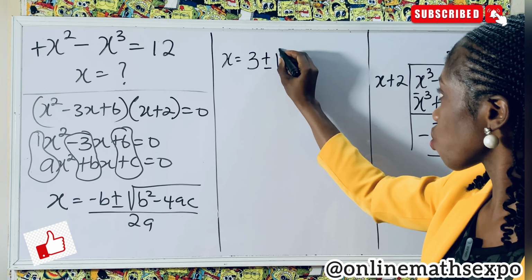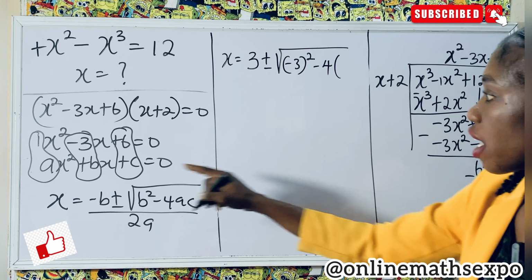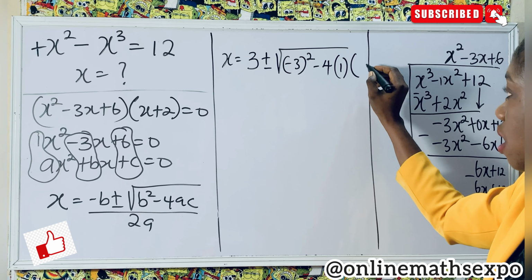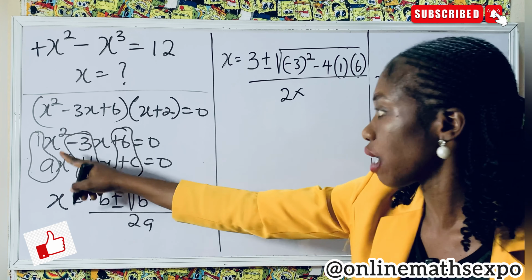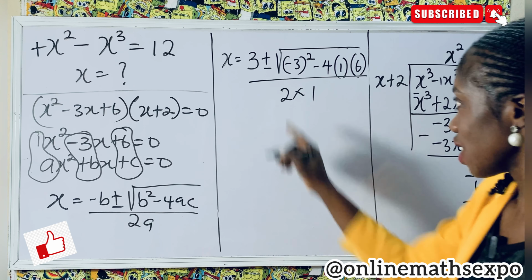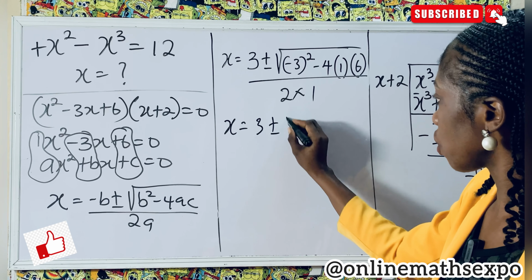Then we have the square root of (-3) to the power of 2 minus 4 multiplied by our a, which is 1, and our c, which is 6. And that will be divided by 2 multiplied by 1. Okay, so this will give us x as 3 plus or minus.